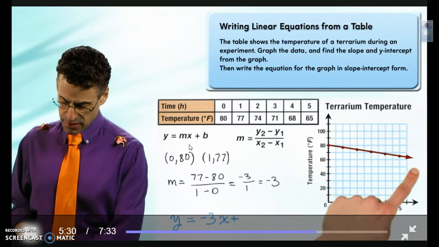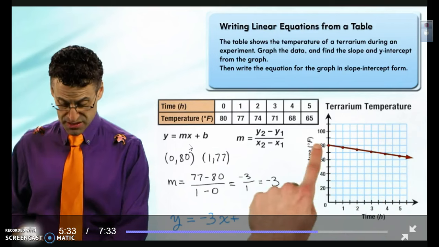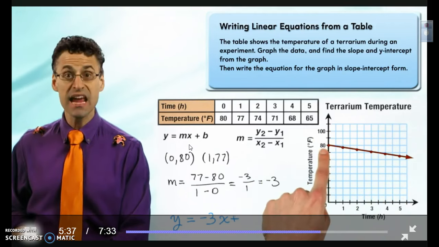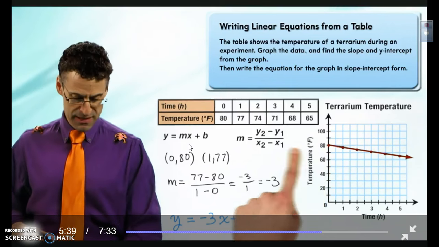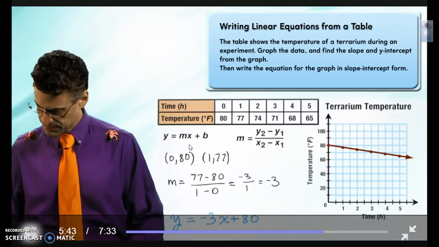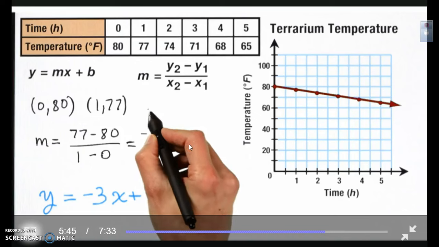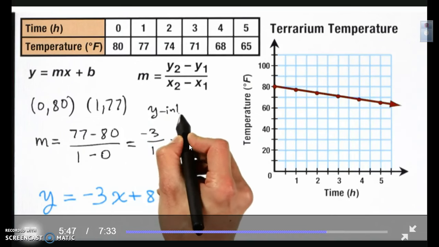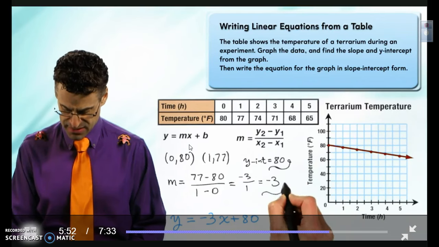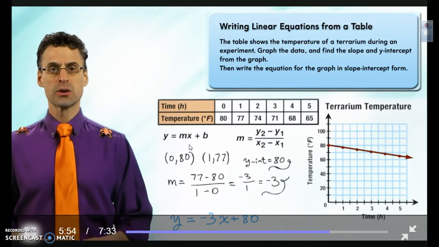Well, it's just where the red line, where the graph crosses the y-axis. And you can see the height it crosses at is 80. So in fact, the b value is 80. The y-intercept is 80. I could even write that down and say that the y-intercept is equal to 80. And we use that fact and we use this fact together to write the equation of the line.